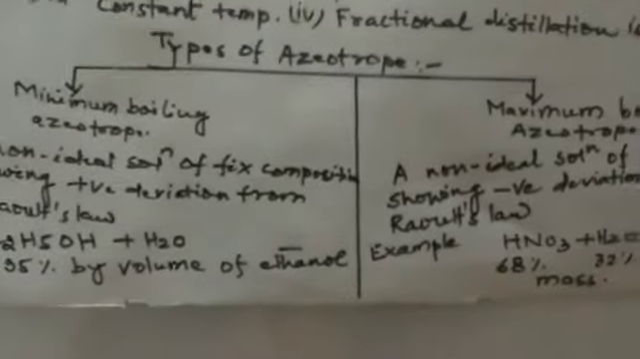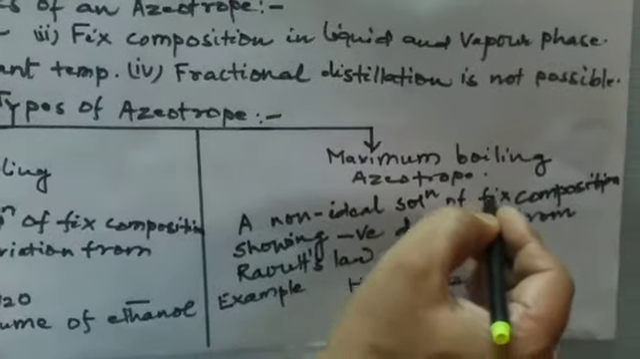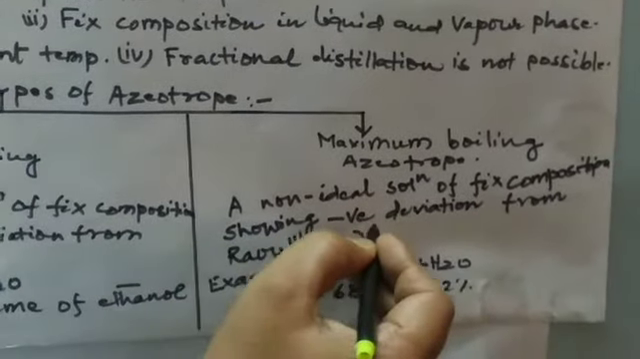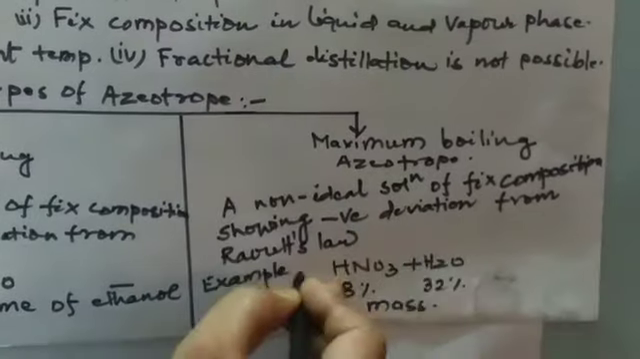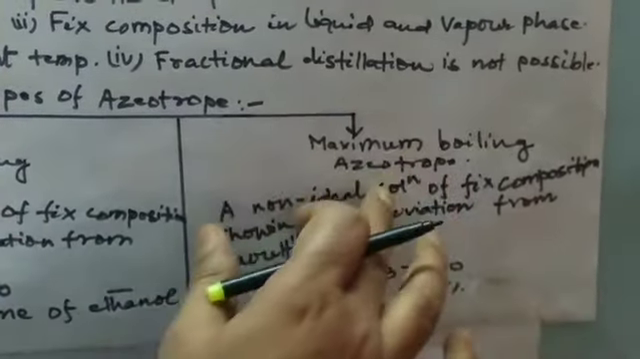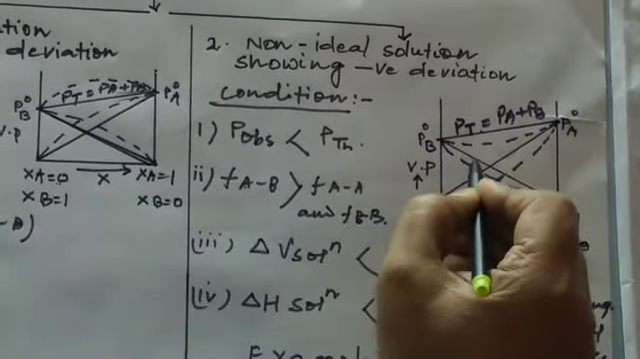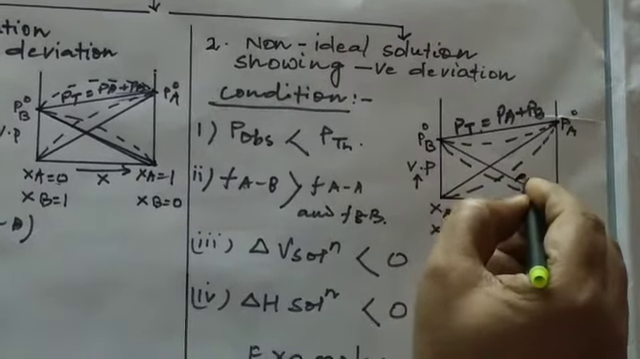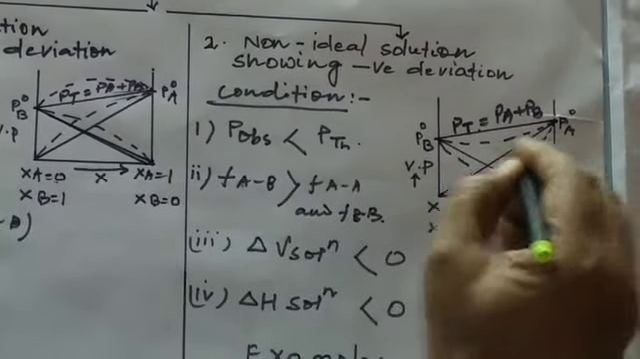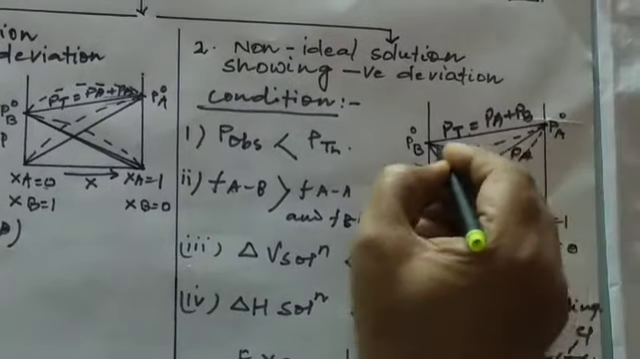What is the maximum boiling azeotrope? A non-ideal solution of fixed composition showing negative deviation from Raoult's law is said to be a maximum boiling azeotrope. That negative deviation, do remember, this solid line represents the vapor pressure of the pure liquids A and B. This is PB, this is PA, and this is P total. And this dotted line is what is observed on mixing the two solutions.